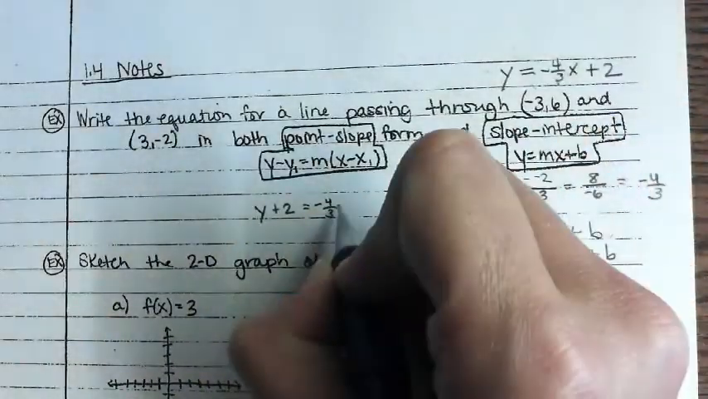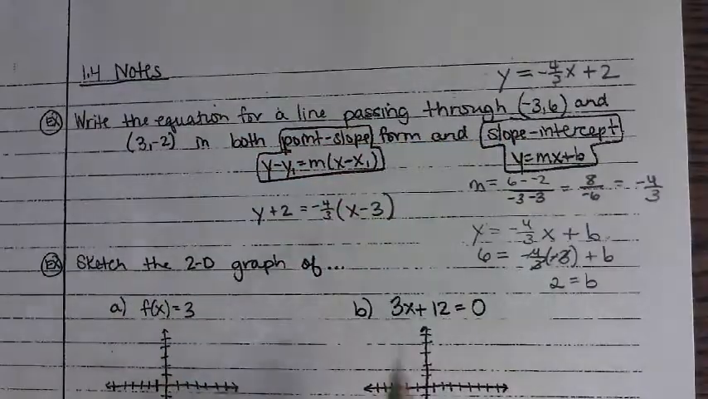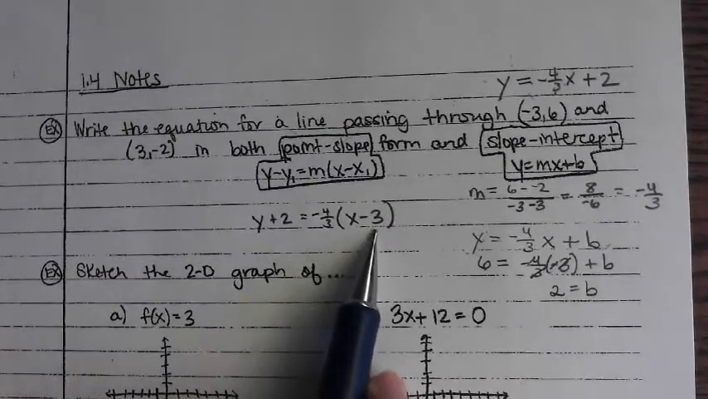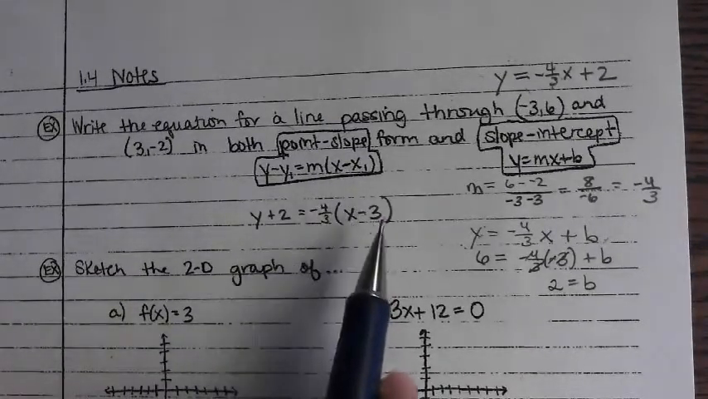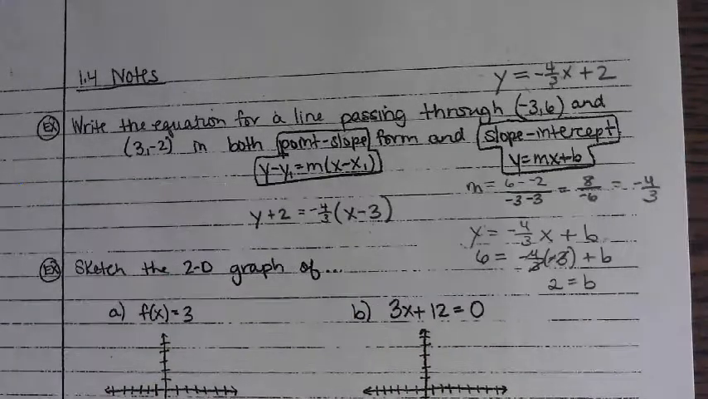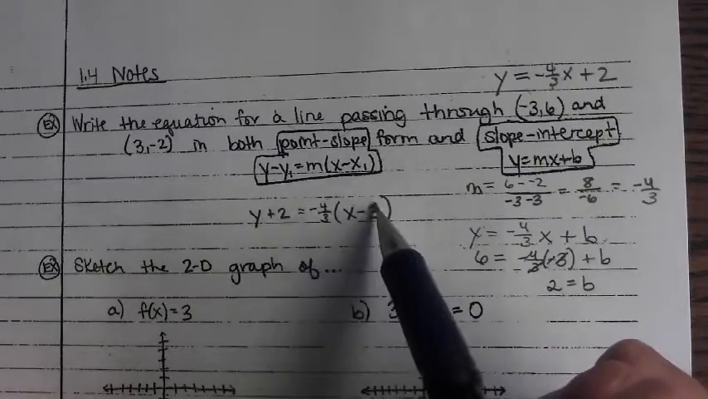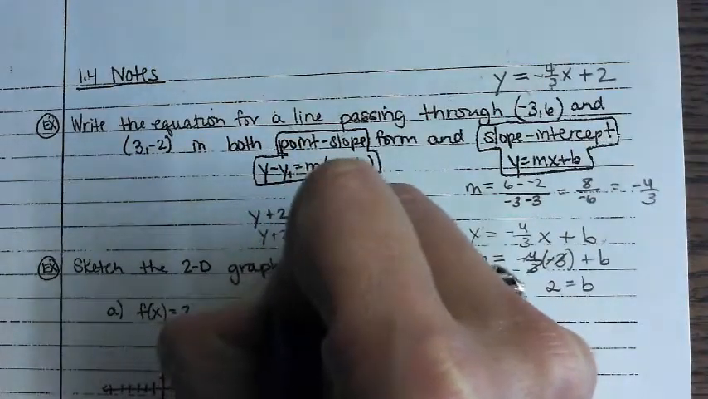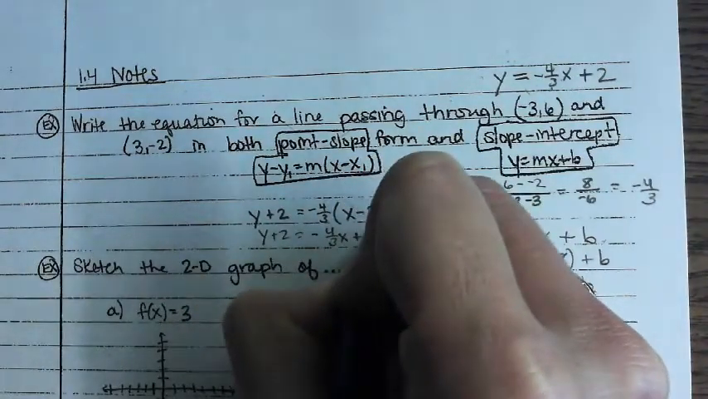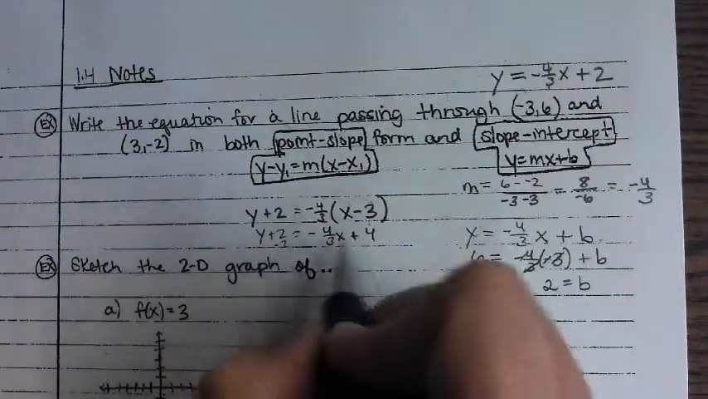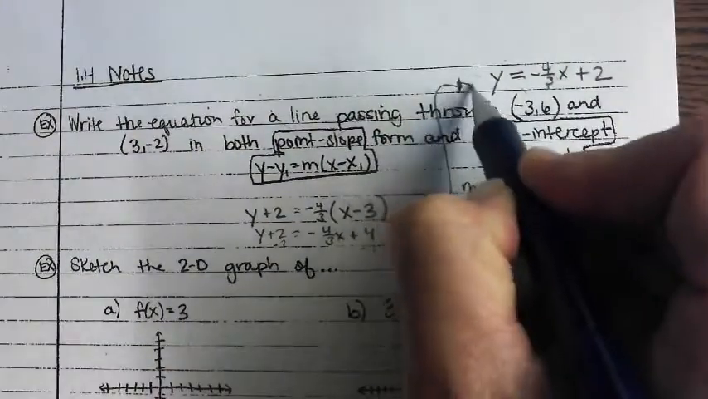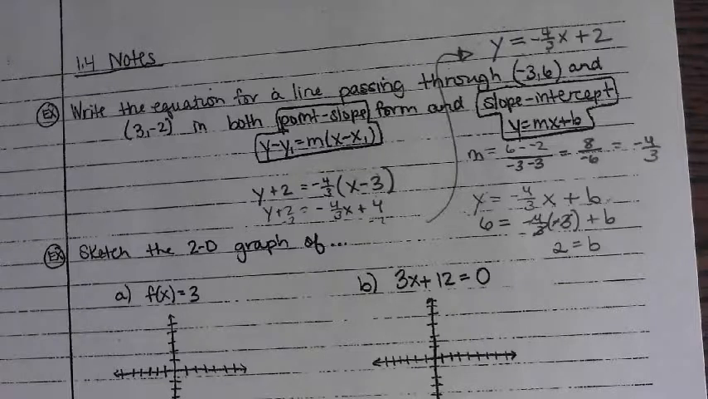Equals the m and then x minus 3. Even though that looks like a negative 3, the negative belongs to the format of the equation and the 3 is actually the coordinate. And you're done, like I just said. That is the equation of a line. Now, if they specifically request it in slope-intercept form, then we just distribute. So that would be y plus 2 equals negative 4/3 x plus 4, and then we subtract over the 2, and you see how it would roll into the slope-intercept version. Okie doke.